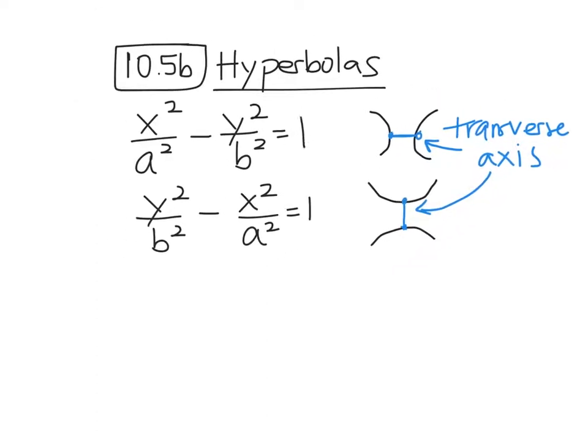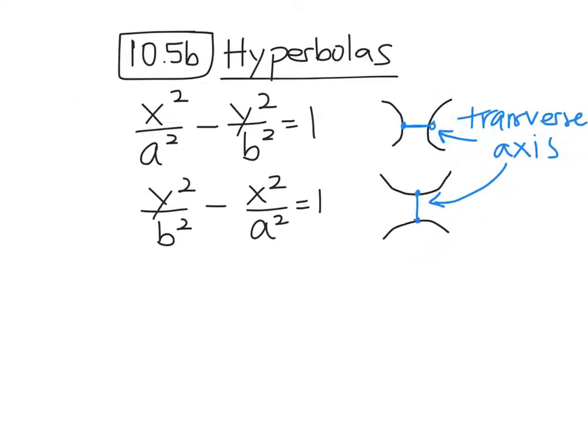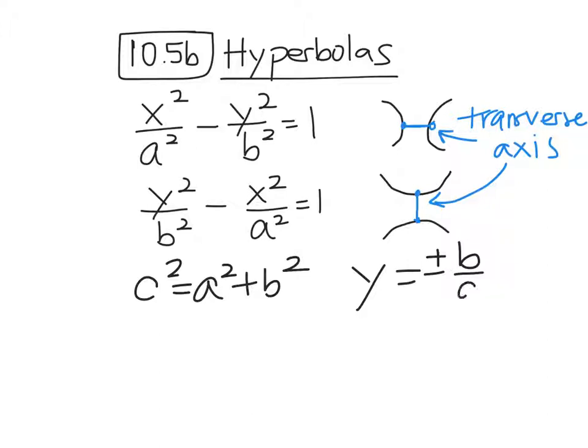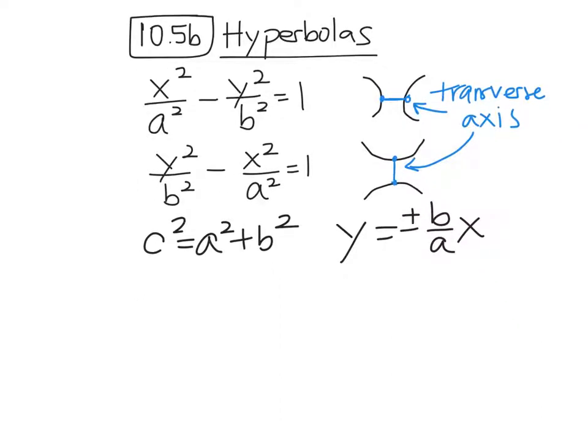The other things that you know already: c squared equals a squared plus b squared, and y equals plus or minus b over a times x for your asymptotes. That's just a reminder, because we're going to need all this when we make our equations. So I've got maybe 3 or 4 examples. We'll see how it goes. All right, number 1. Here we go.